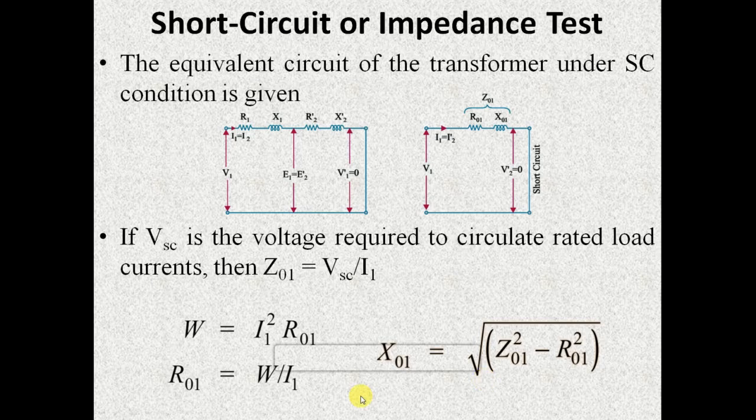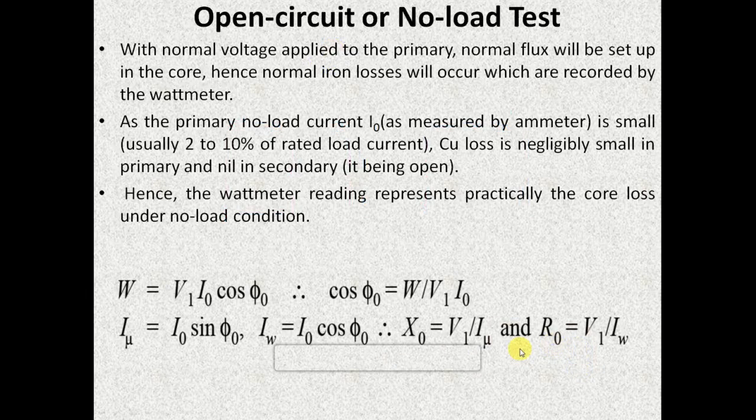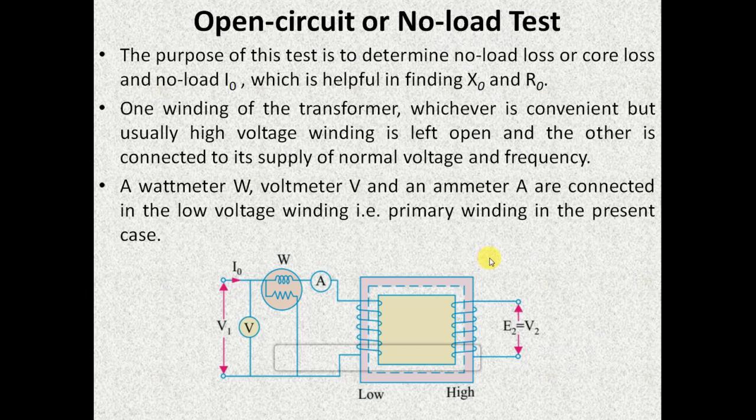It is very clear from this short circuit test that the values of R01 and X01 can be easily determined by conducting this short circuit test, whereas the values of R0 and X0 can be easily determined by conducting the no load test on this transformer. You must always keep in mind that the no load test or the open circuit test is always conducted at rated voltage. That is, this voltmeter reading will be the rated voltage at the low voltage side, and this open circuit test is always conducted at the low voltage side of the transformer.